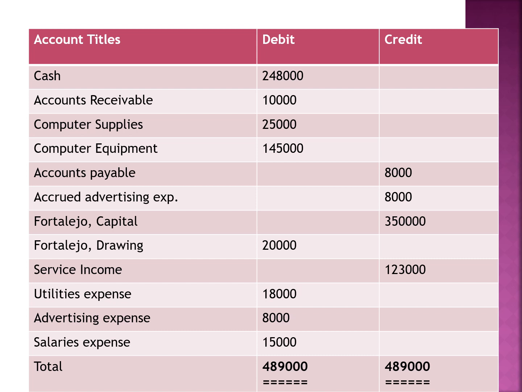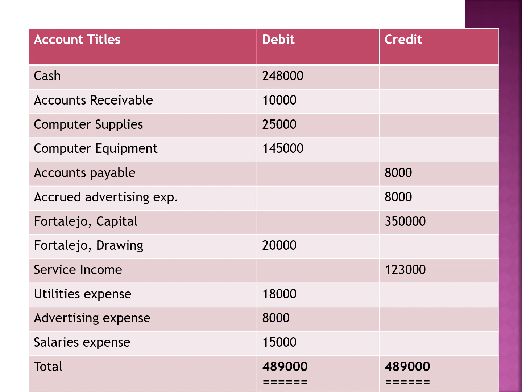So then after that, account titles. List down the account titles with balances. So cash, accounts receivable, computer supplies, computer equipment, accounts payable, accrued advertising expense, Portalejo capital, Portalejo drawing, service income, utilities expense, advertising expense, salaries expense, and then if you are done enumerating all the account titles with balances, you place the total.